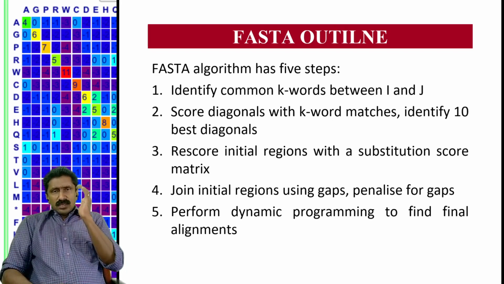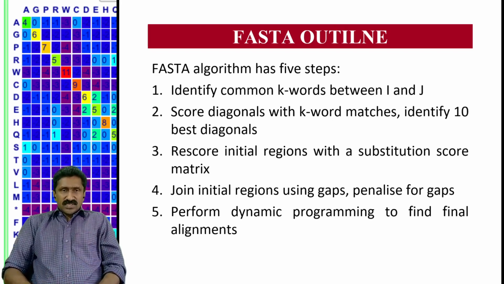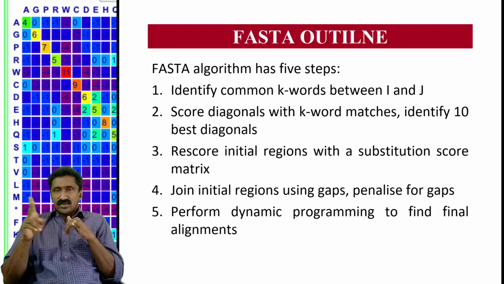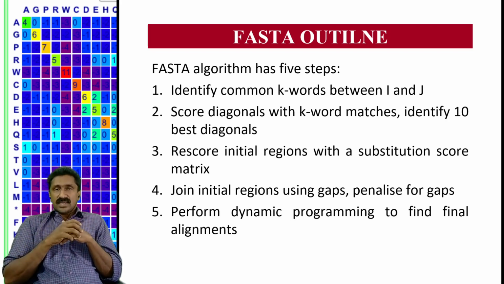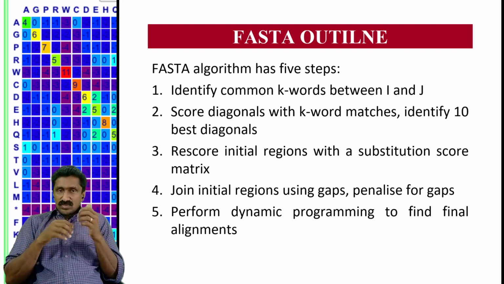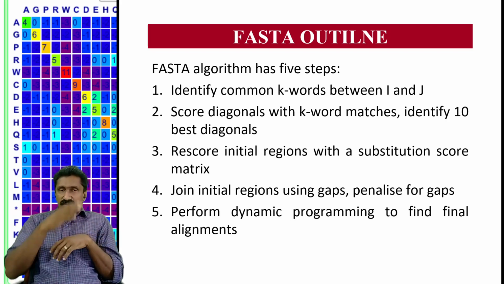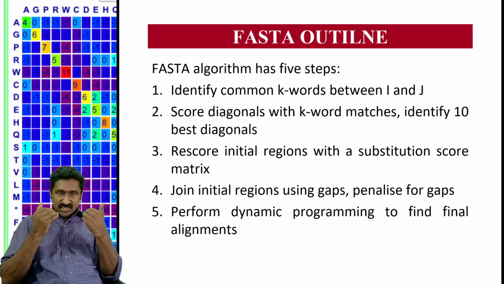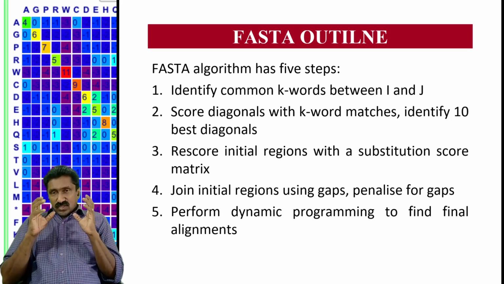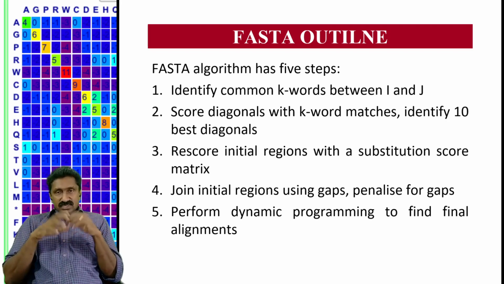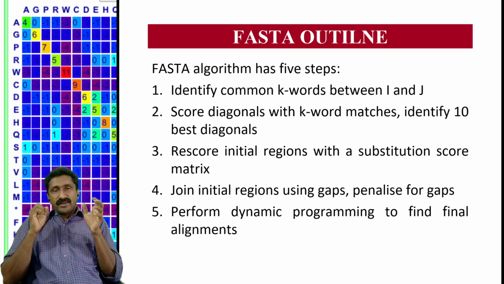Now this is the FASTA outline. The first step is to identify common keywords between two strings, i and j. For example, we have two sequences to be compared: i is the first sequence, j is the second sequence. So identify common keywords. Now score the diagonals with keywords. Wherever the keyword matches, you have to score the diagonals, and you have to identify the 10 best diagonals, the maximum length diagonals in that matrix, first.